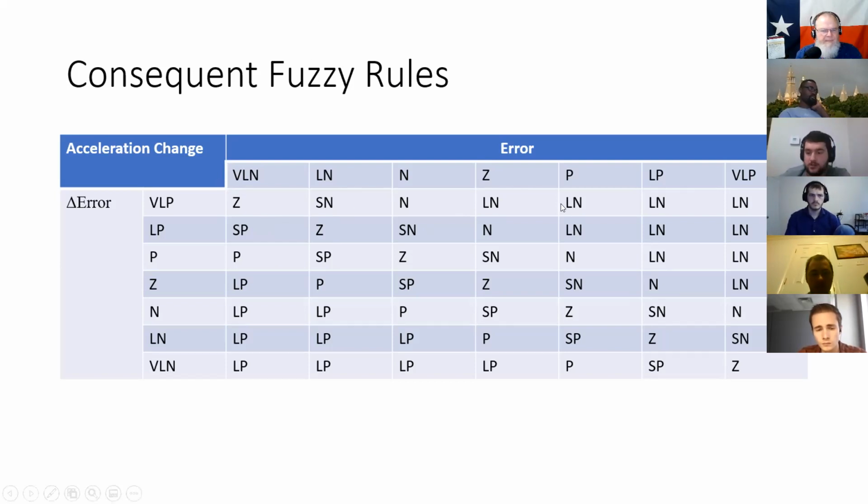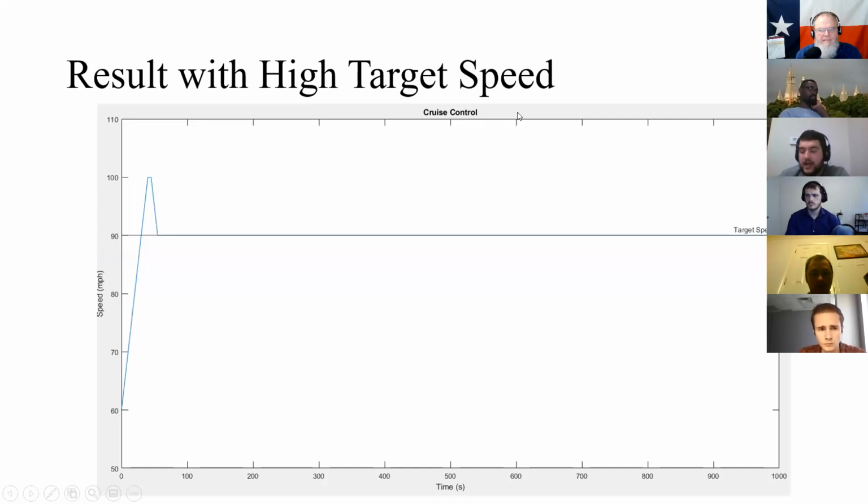So then with a higher target speed than my current speed, I noticed that it shot about 10 miles per hour over the target speed, sat there for a second, and then decreased before reaching the target speed. This is the only example we've seen so far of overshoot. We've seen critically damped and overdamped, but this is the first one we've seen overshoot. Okay, interesting. Go ahead.